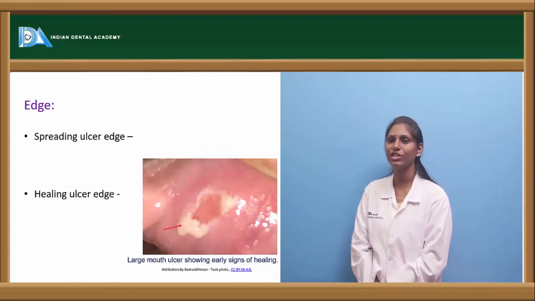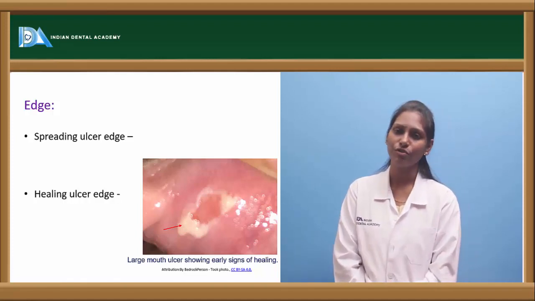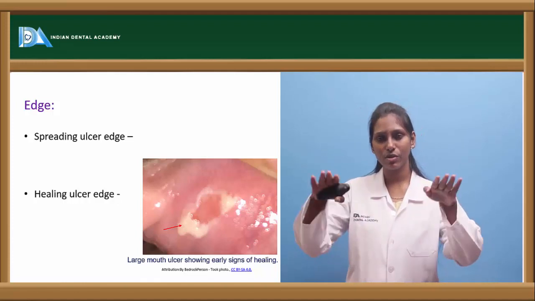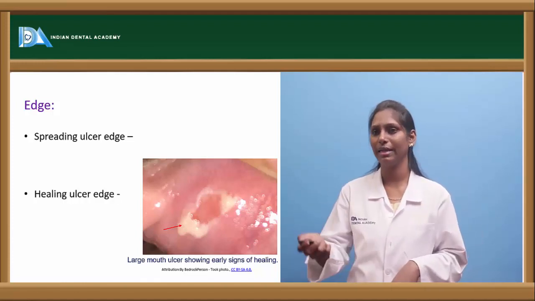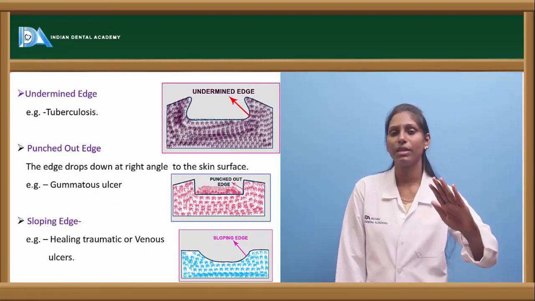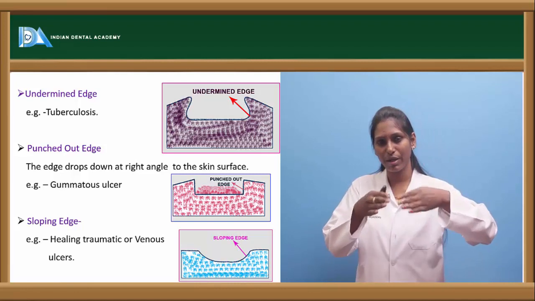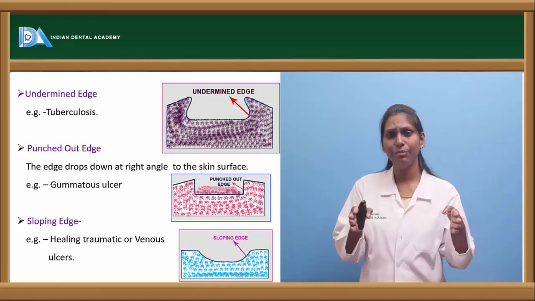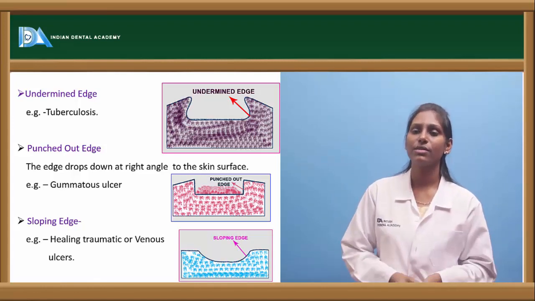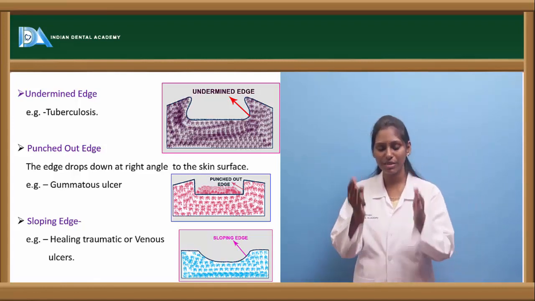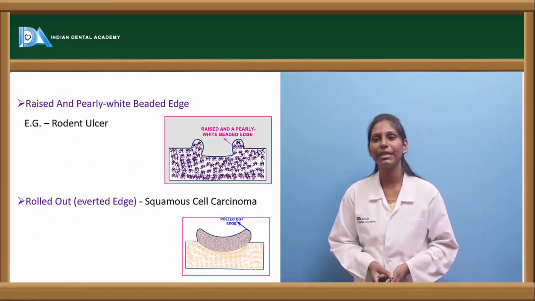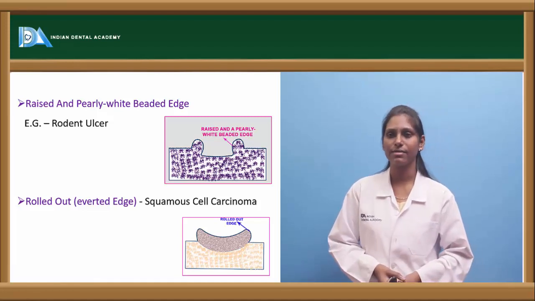Now, when we're talking about the edge, a spreading ulcer has a non-inflamed edge, and in a healing ulcer a nice well-defined sloping edge can be seen. And we have something called undermined edges. As we discussed, it is nothing but tuberculosis, where the subcutaneous tissue is being burrowed, infected and necrotized, and the superficial layer is still present there. Now coming to the punched out lesion in case of a gummatous ulcer like syphilis, the edge drops at a right angle to the skin surface. And sloping ulcer edges are seen in healing ulcers such as traumatic ulcers.